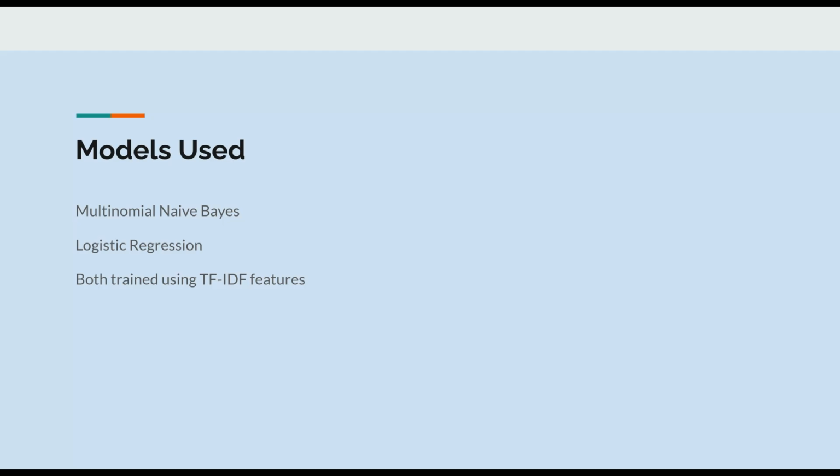I trained two models, the multinomial Naive Bayes and logistic regression. Naive Bayes is super fast. It's used in real spam filters because it works well with text. Logistic regression is a bit heavier, but it often gives higher accuracy. So the cool thing is that both models are pretty simple, they're easy to train, and they're easy to compare.